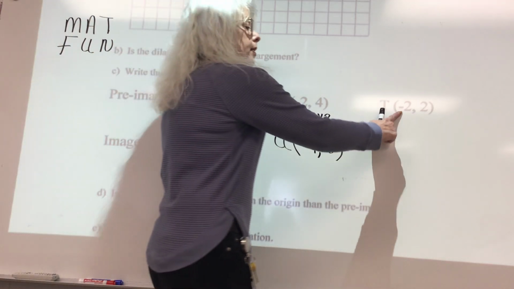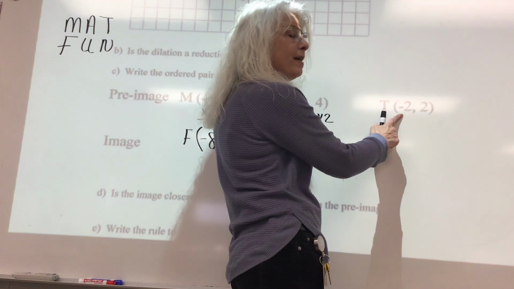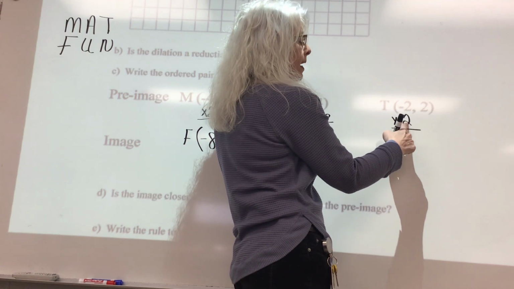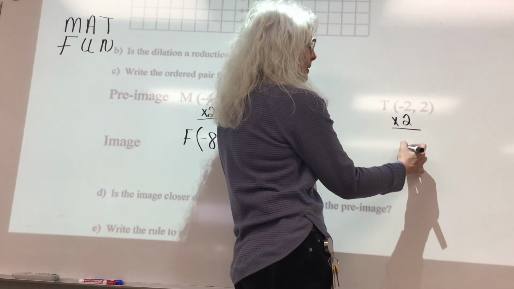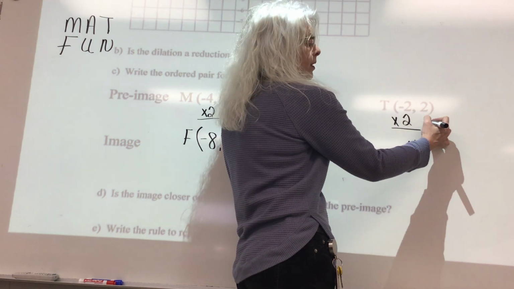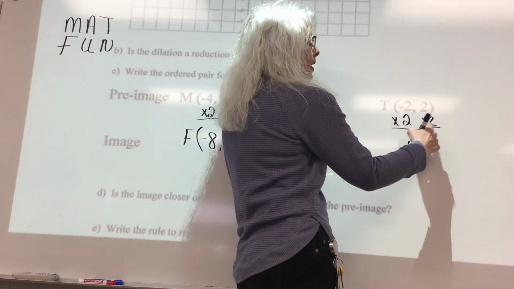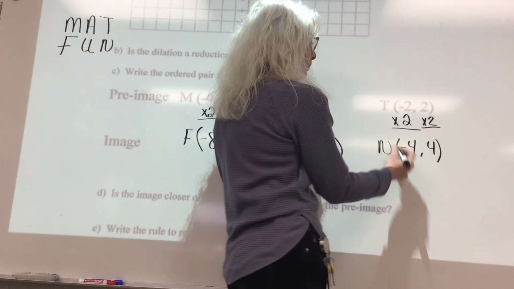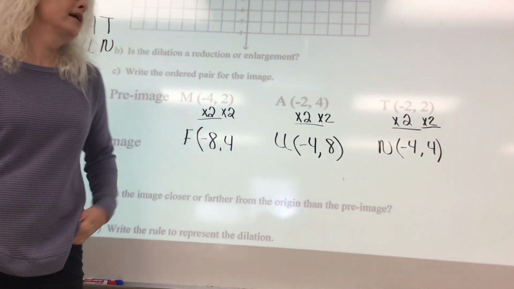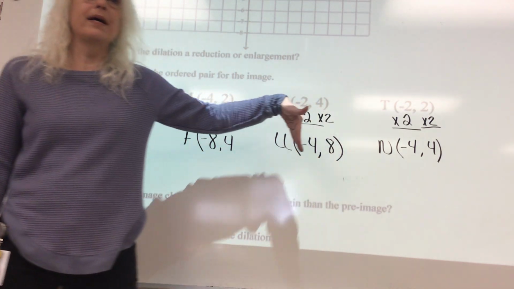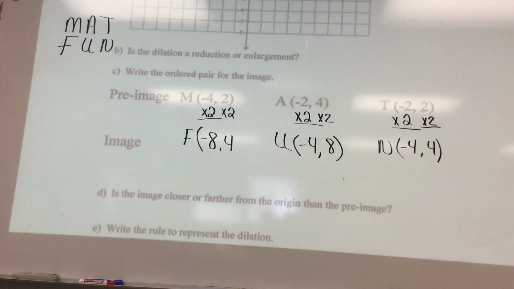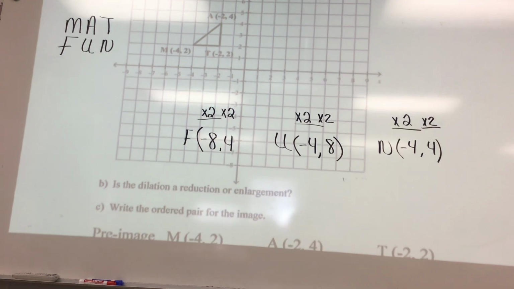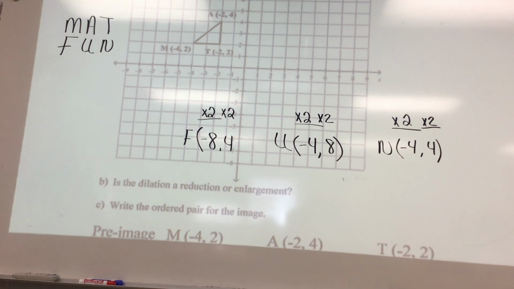Now we're going to dilate point T by a scale factor of 2, so we're multiplying the x by a scale factor of 2. Negative 2 times 2 is negative 4. Multiply your y. 2 times 2 is 4. And what is the image of T called? N. Now since we have dilated these points by a scale factor of 2, we just multiplied all of those numbers by 2. We're going to go to the coordinate grid and actually plot them and see what happens to the triangle.